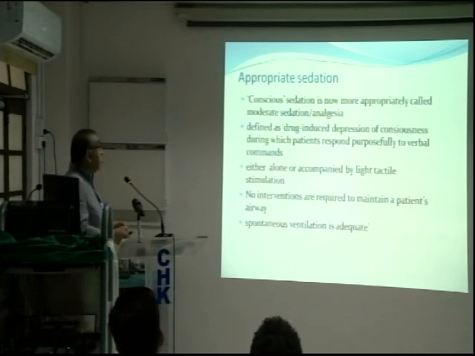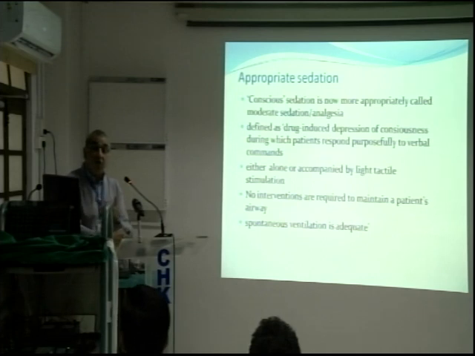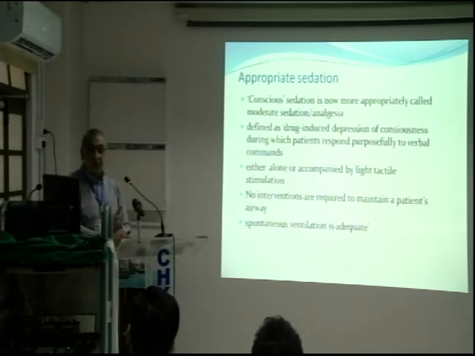Appropriate sedation is conscious sedation, which is drug-induced depression of consciousness during which patients still respond appropriately. The patient should be able to talk to you. And normally when we are doing the procedure, our nurses are constantly talking to the patient, just to strike a conversation. They ask about their children, just to keep them engaged.